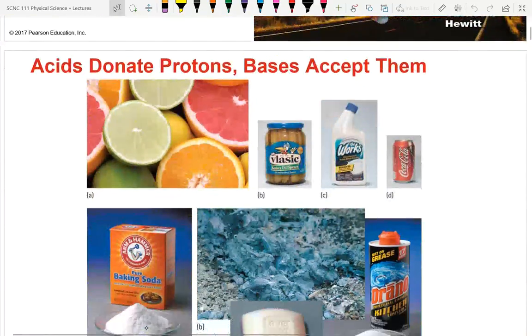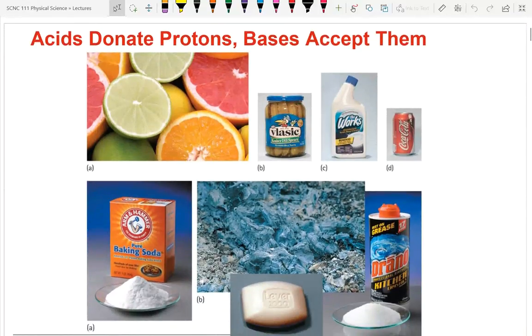So let's first learn about acids and bases. The difference in acid and base, according to Bronsted and Lowry, is that acids donate a proton and bases accept a proton. Now, what's in the nucleus of an atom? This is a very simple, redundant type of question. What's in the nucleus of an atom?